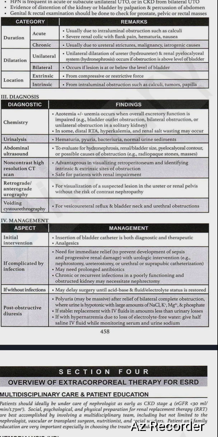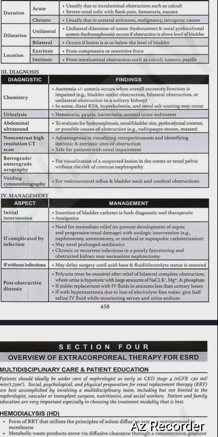Abdominal ultrasound is used to evaluate for hydronephrosis, renal or bladder size, the pyelocalyceal contour, or possible causes of the obstruction, radiolucent stones and masses. Non-contrast high resolution CT scan has advantages in visualizing the retroperitoneum and identifying the intrinsic and extrinsic sites of obstruction, and is safe for patients with renal impairment. Retrograde or anterograde urography allows visualization of a suspected lesion in the ureter or renal pelvis without the risk of contrast nephropathy. Voiding cystourethrography is used for vesico-ureteral reflux and bladder neck and urethral obstruction.